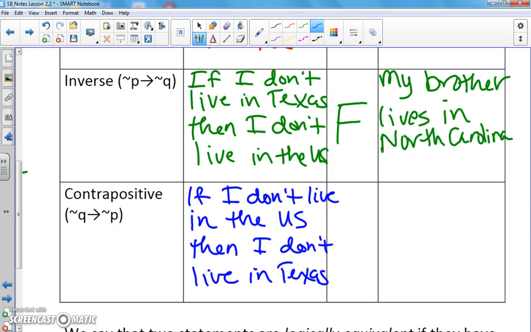So in order to meet this hypothesis, I would have to live somewhere other than the United States. So I could live in France, I could live in Spain, I could live in Germany or Estonia or any sort of place. And if that happens, then it is also true that I do not live in Texas. That makes this true. There is no counterexample.